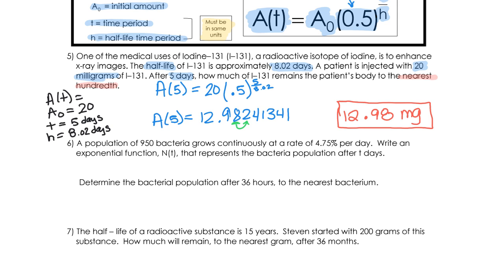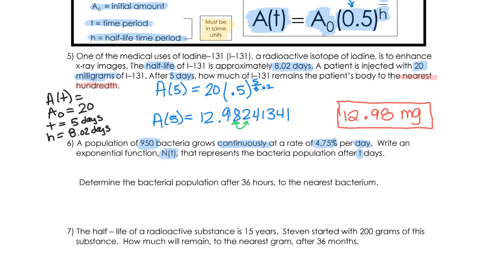All right, in number 6, it says that a population of 950 bacteria grows continuously, okay, at a rate of 4.755% per day. Write an exponential function called n of t that represents the bacteria population after t days. Okay, so all they want, guys, is us to write a function.